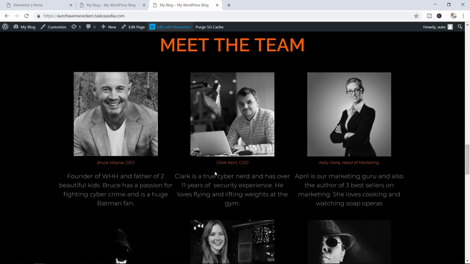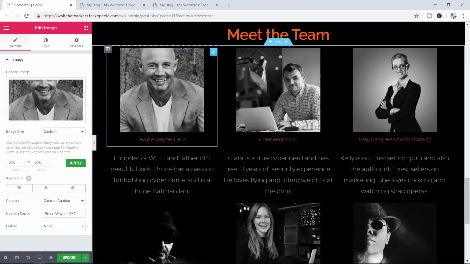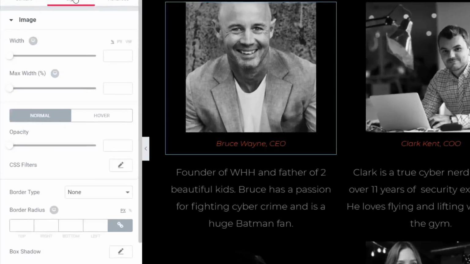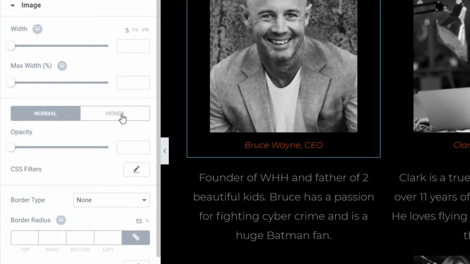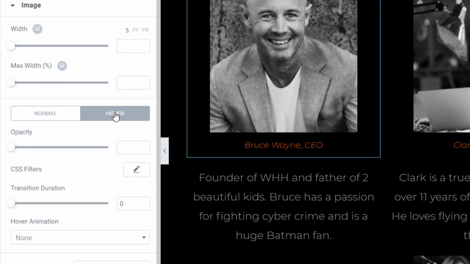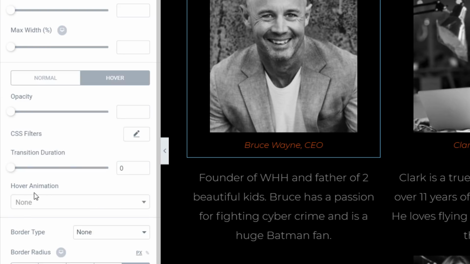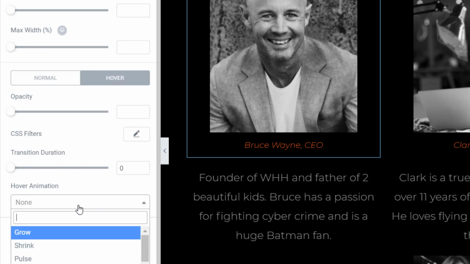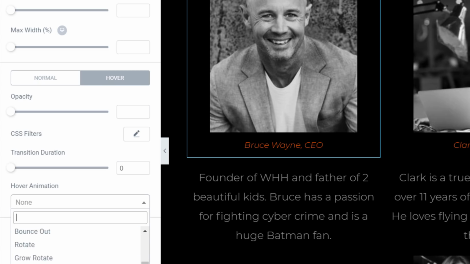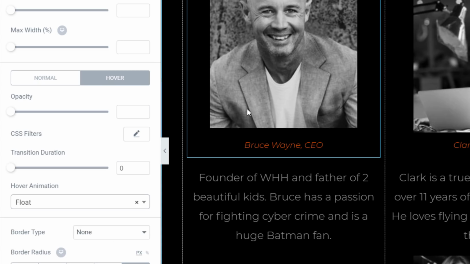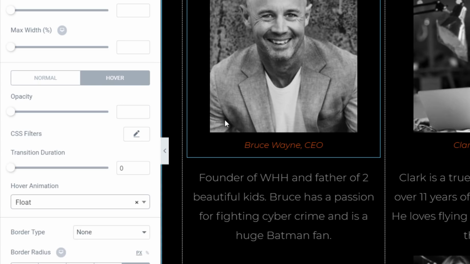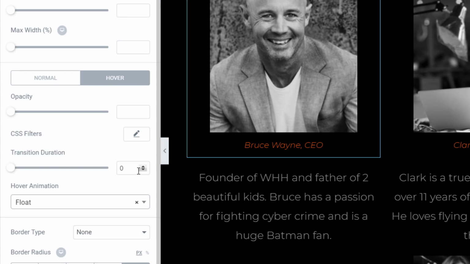So if you want to create something like this kind of effect, it's very simple. Simply go to the image and then go to style, and then under style you will see the hover option. Click in there, and then in here you can choose your hover animation right here. And the one that I had is the float. So you can see right there, it goes up, goes down. But that's very quick. So if you want to reduce the speed, make it a bit slower, make it more elegant, you can add your transition duration.